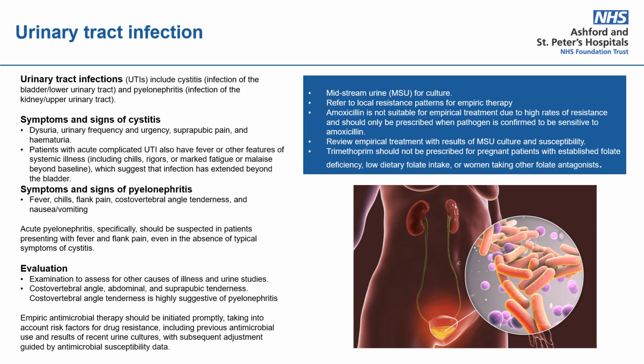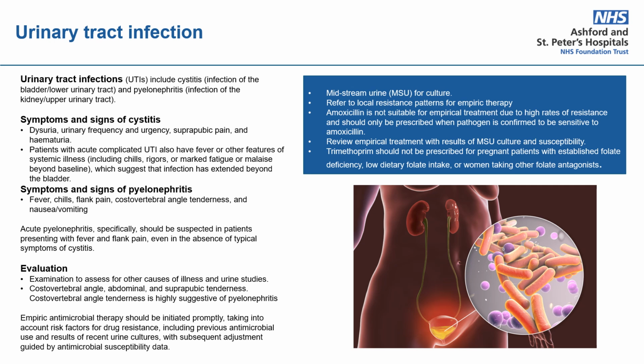Urinary tract infections include cystitis, which is infection of the bladder or the lower urinary tract, and pyelonephritis, which is infection of the kidney or the upper urinary tract. E. coli is the most common cause of an acute complicated urinary tract infection. The symptoms of cystitis include dysuria, urinary frequency and urgency, suprapubic pain, and hematuria. Patients with an acute complicated UTI also have a fever or other features of systemic illness, which suggests that infection has extended beyond the bladder.